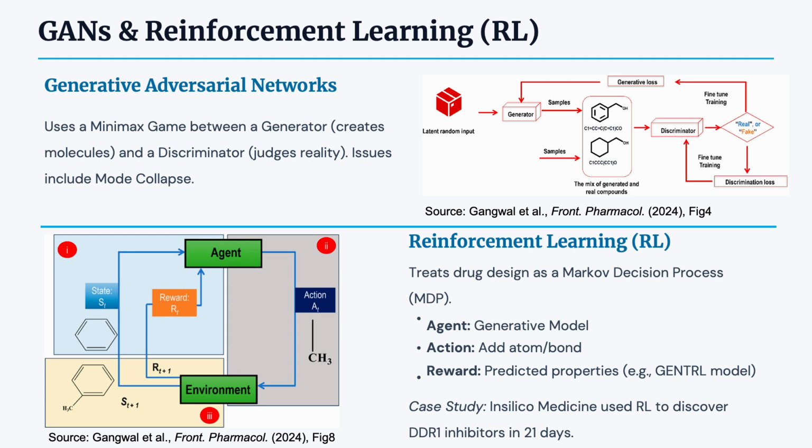That is where reinforcement learning comes in, shown in Figure 8 on the bottom. Here an agent modifies a molecule, like adding a methyl group, and receives a reward if the bioactivity improves. This is actually how Insilico Medicine discovered a DDR1 inhibitor in just 25 days.